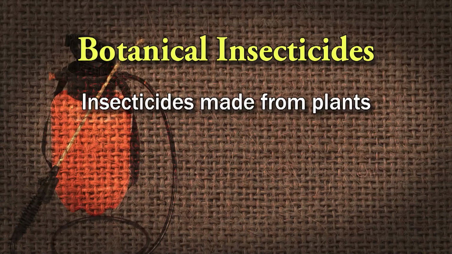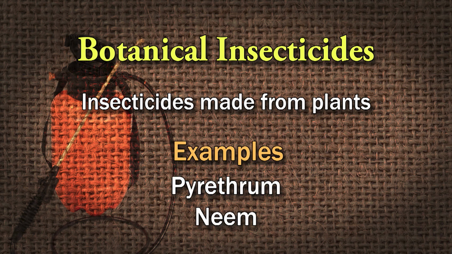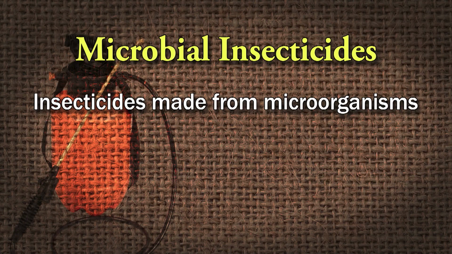But let me give you a couple of examples of each. The botanicals are insecticides, most of them made from plants. An example is pyrethrum, which is made from chrysanthemums, and neem oil, made from the neem tree. Those are a couple of the most common that you see out there. A lot of people use the neem oil. Sure. Some of the botanicals can be pretty tough on pollinating insects, honeybees and things like that, so you've got to be careful.